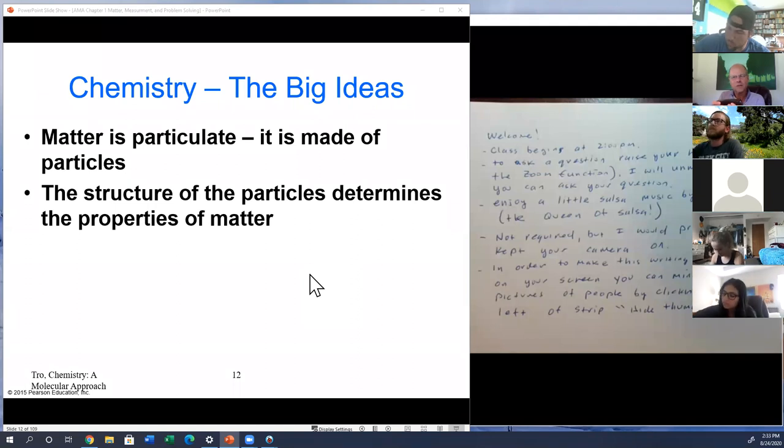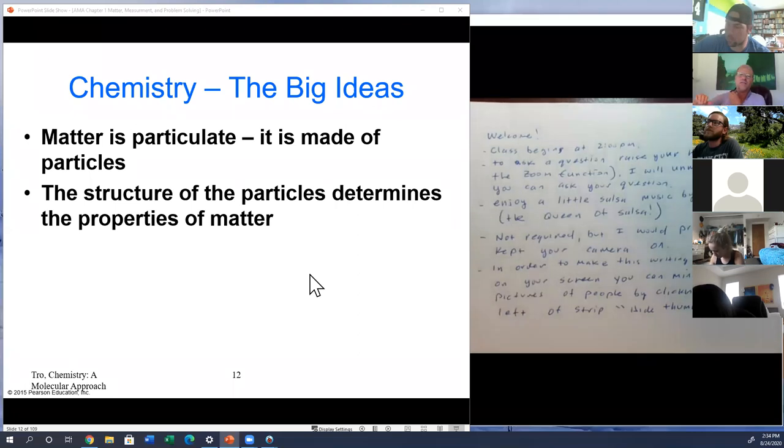There was a long argument about this for 2,000 years from the times of the Greeks, and the Greeks pretty much thought matter wasn't made of particles, that it was continuous. But ultimately, matter is made of particles. If you were to take a little piece of this plastic and divide it over and over again, you'd eventually get down to the very smallest pieces of matter, which are atoms, okay?